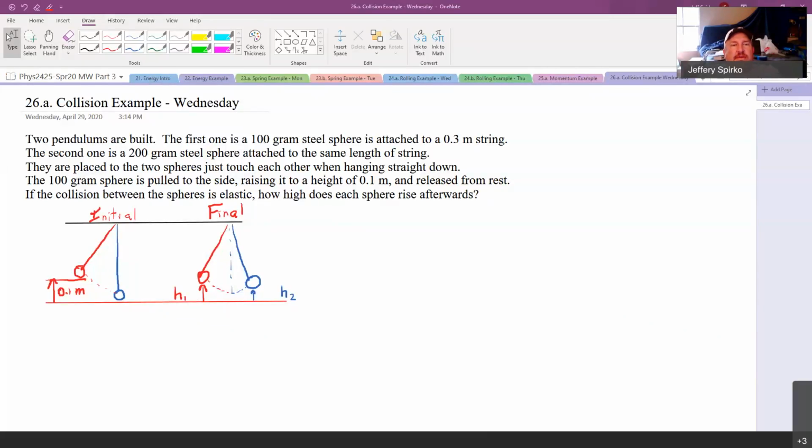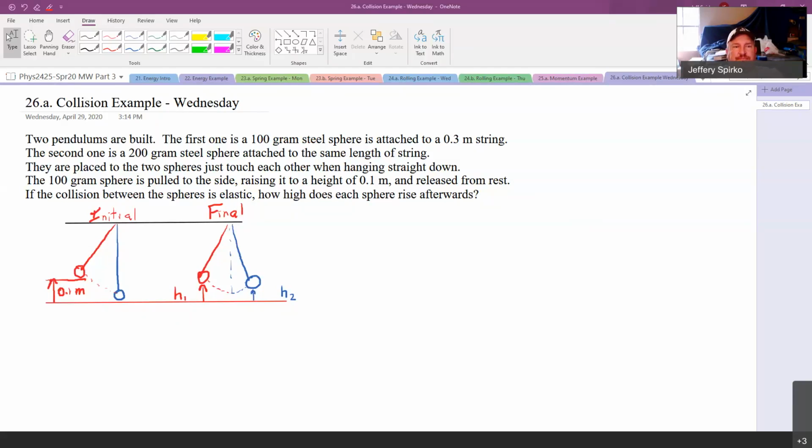Okay, I've set up an example, and the center of this example is a collision, but it has a little bit of a multi-part aspect to it. So consider building two pendulums. Each of them is 0.3 meters long, and the first one, the red one, is a 100-gram steel sphere, and the second one, the blue one, is a 200-gram steel sphere.